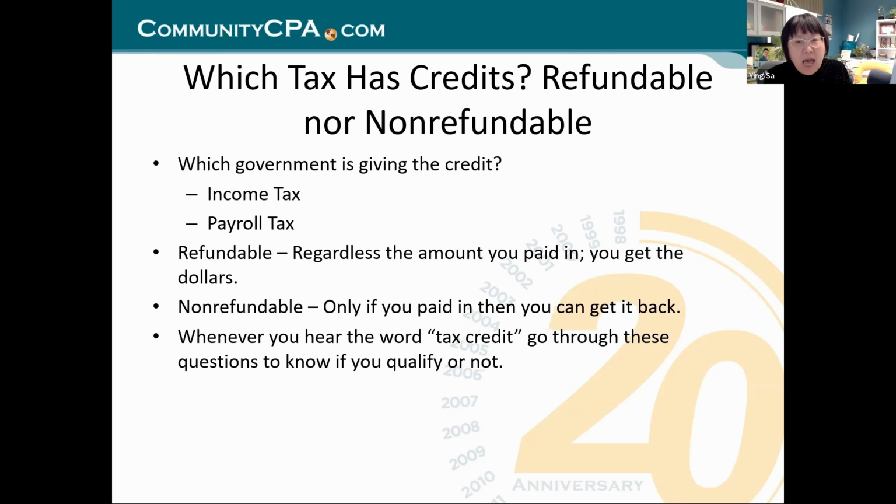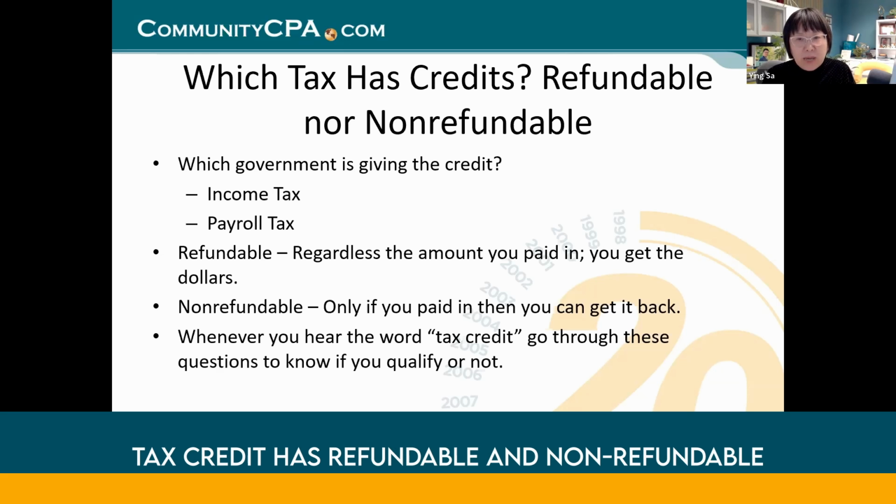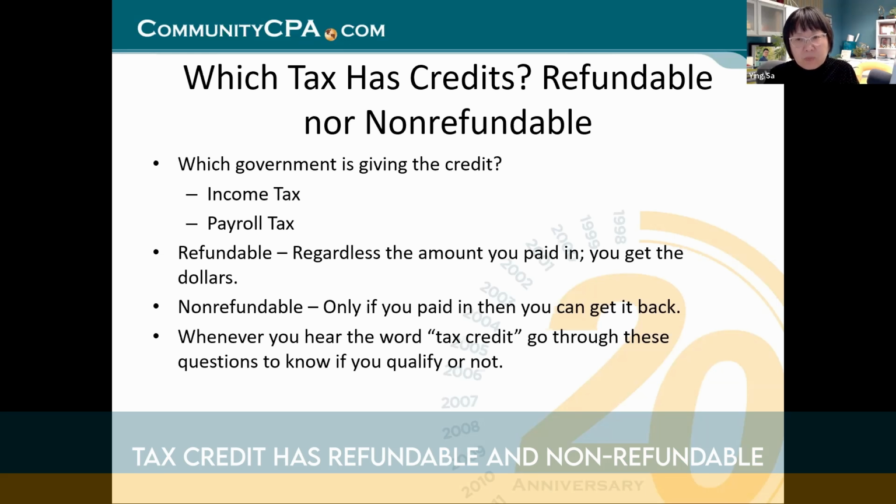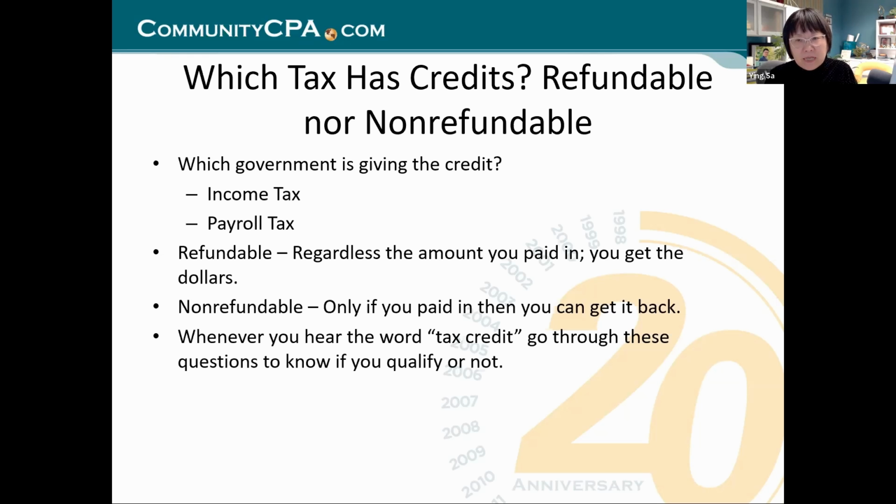Non-refundable means that unless you paid those taxes already, then you get the credit back, which is still a check, but it's a refund check. Make sense? I'll say it again. Your tax credit has a refundable and a non-refundable. The difference is if it is refundable, you don't need to pay taxes. You still get that credit. You still get that check.